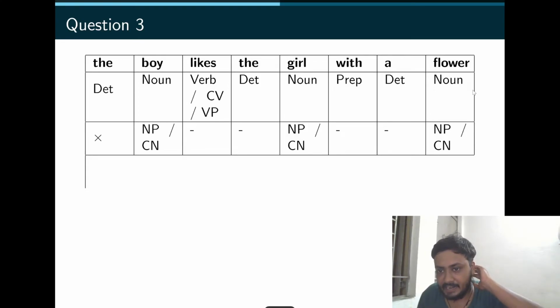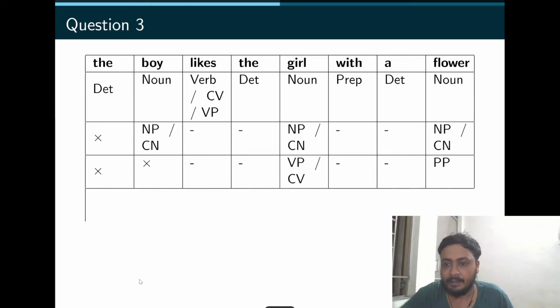Here date and noun combine to give NP or CN. Date and noun combine to give NP or CN. There are no other possible combinations of pairs in the form they are over here, so all the rest of the things are empty. Only date and nouns could be combined at this step. Next, we combine verb with NP, and the possible combinations are VP and CV. Similarly, over here we combine prep with CN and we get PP.